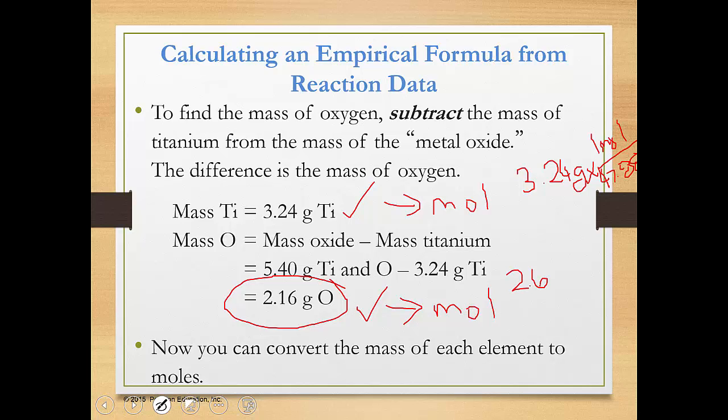And then 2.16 grams of oxygen. Okay, and then for every 1 mole of oxygen, I have 16.00 grams. So I can work those out and get number of moles. Once I have that number of moles, I can put those into the formula. And I can let that tell me what my empirical formula is going to be. And again, keep in mind, it may not be a whole number ratio. It might be a decimal number.